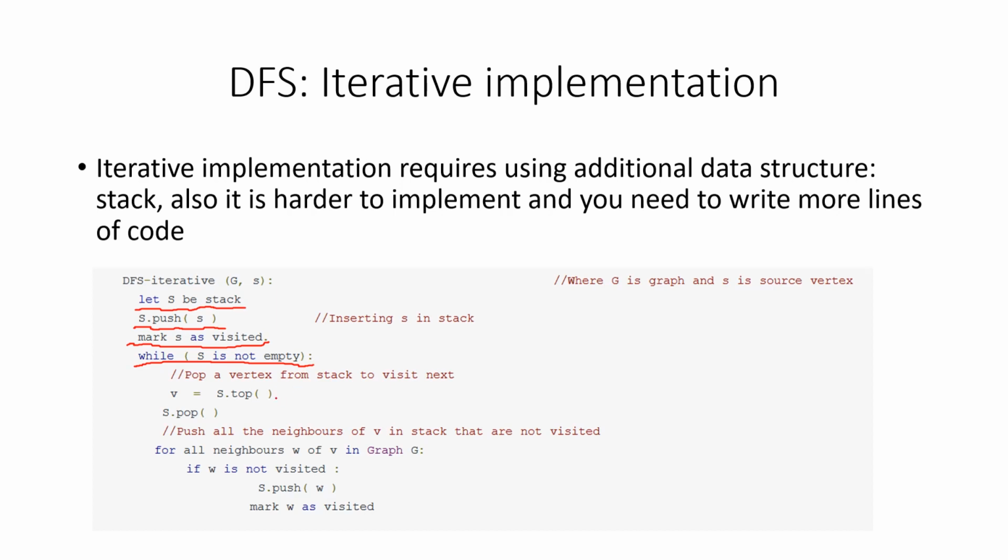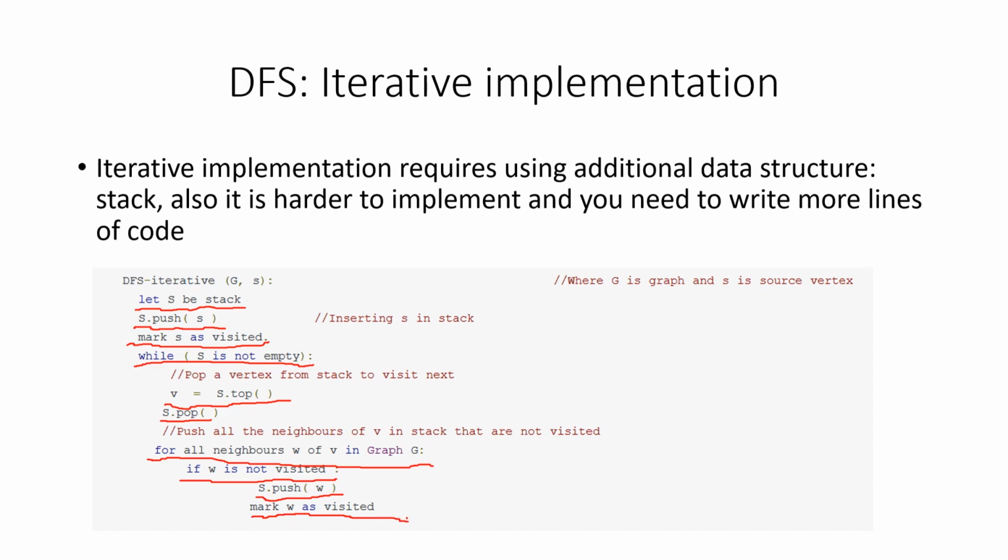Then inside of the while loop we take the top element from the stack. We then remove that top element. Then we create another for loop inside of the while loop, and we run through all the neighboring, all the adjacent vertices of that vertex V here in the graph G. So if some adjacent vertex W of V is not visited, as you can see, we push that element into the stack and then we mark that W as visited.